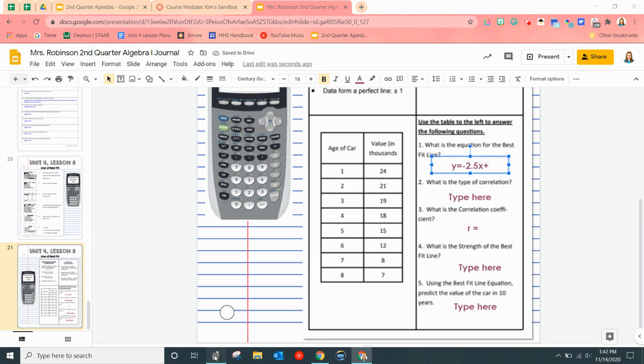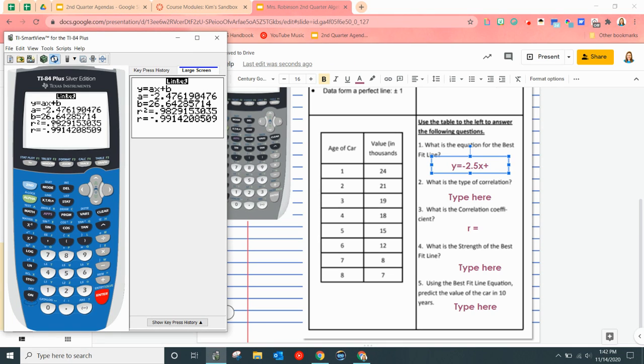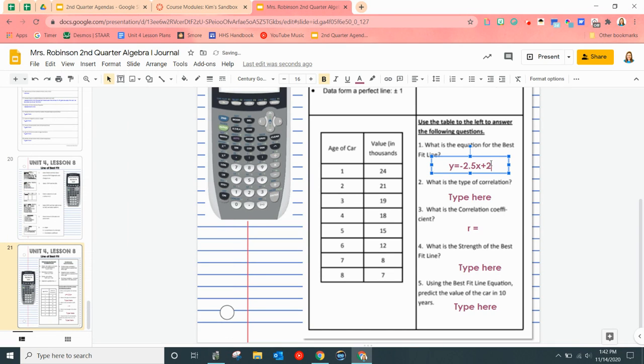so let me pull my calculator back up. 26.64, and again, I'm going to round that to 26.6. So there it is right there. There's the equation. That's not new. We've been doing this. We have been finding equations of lines, typing in A and B.